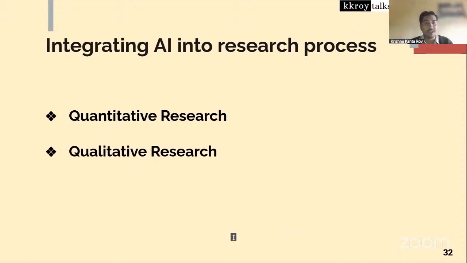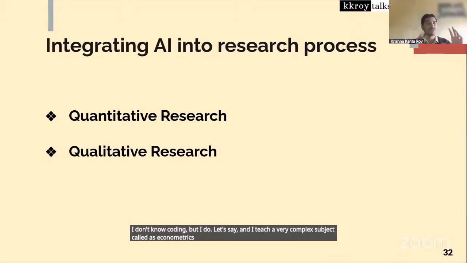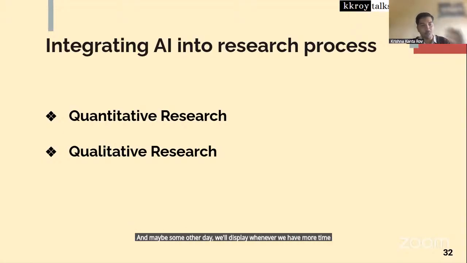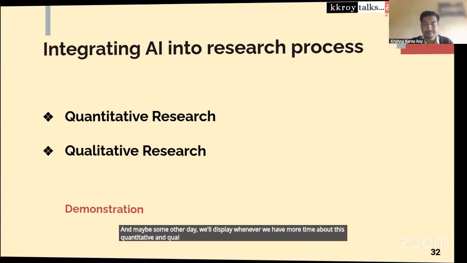I don't know coding. I teach a very complex subject called econometrics. Let's say I want to use a very complex model, the ARDL model. I give the data and tell ChatGPT to write Python code. I copy paste it and run the Python code in Google Colab, and it gives all the results. Maybe some other day, whenever we have more time, we'll display this quantitative and qualitative research.